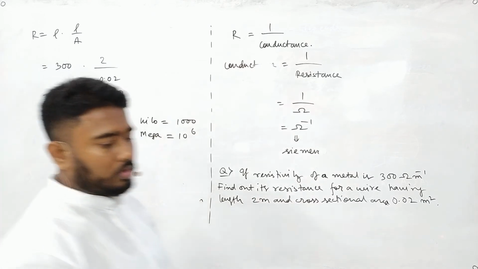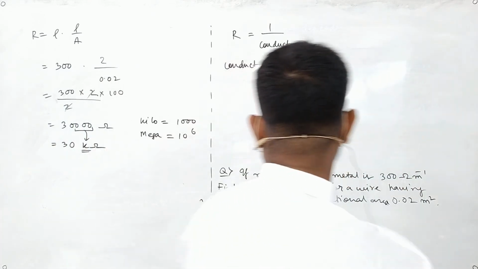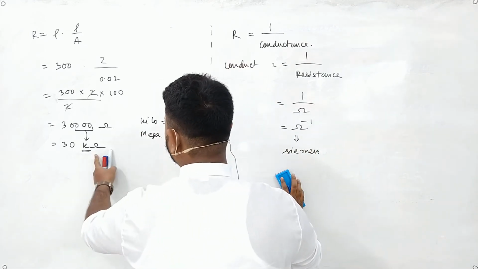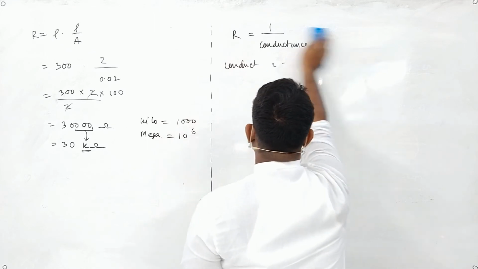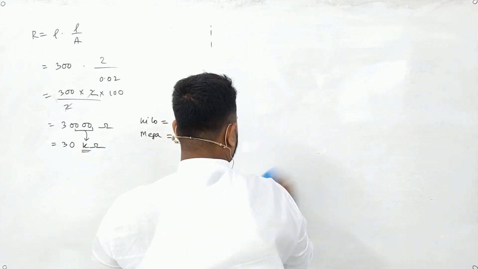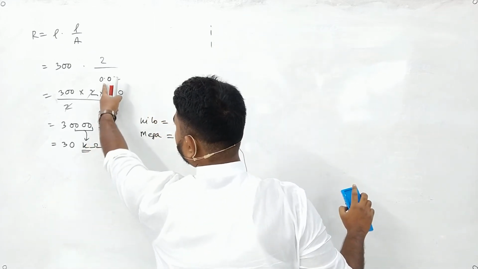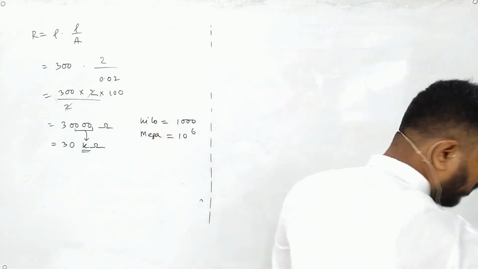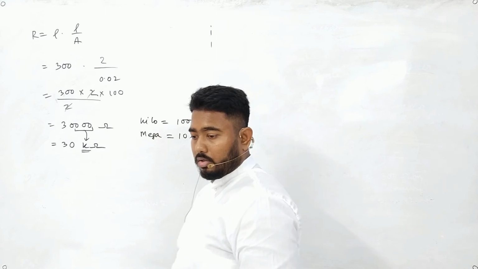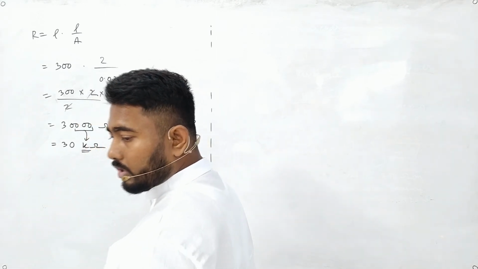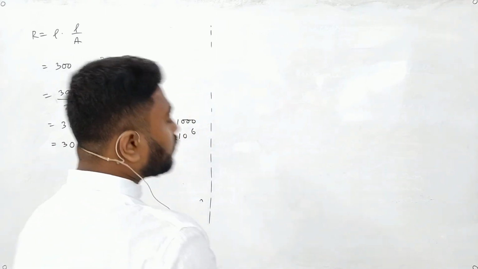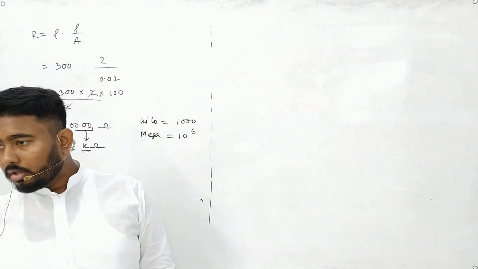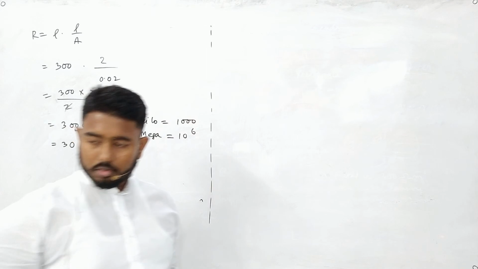Okay, now do another numerical. Sir, it will be 30 kilo ohm. You have done the calculation mistake. This was 0.02 area, rho L by A. Sir, I have done it. Yes, there was a calculation mistake. I told you to find out resistance, not resistivity. I have given resistivity.